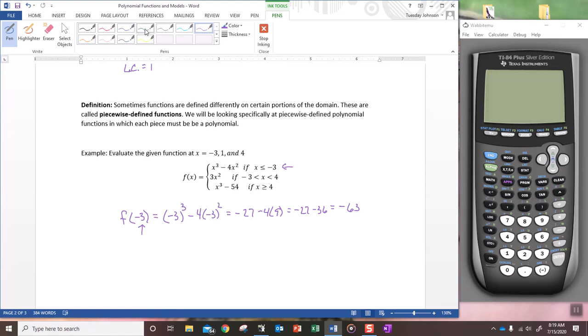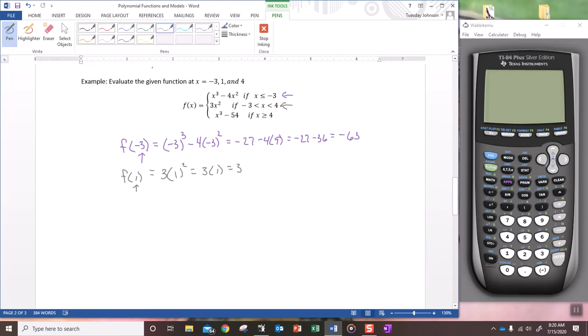I have to find colors that go nicely with purple now. If I want to evaluate f of 1, I key in on the x value and I ask myself, is 1 less than or equal to negative 3? No. Is 1 between negative 3 and 4? Yes, it is. So I will use this piece of the function. I'll input 1. 3 times 1 squared is 3 times 1, which is 3. Give ourselves a little more room here.